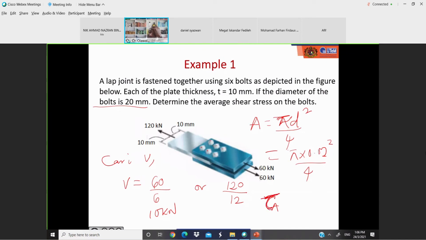Then find the shear stress, V all over A. So find your area, then pass to shear stress. Let's do that. Calculate the area and your shear stress. So what is your shear stress?